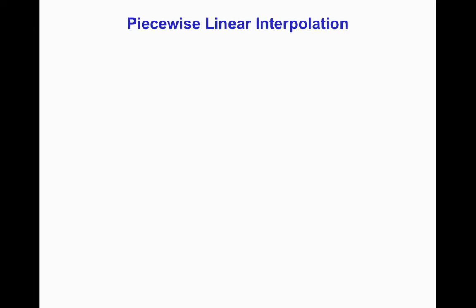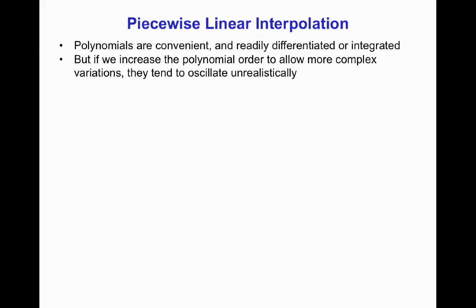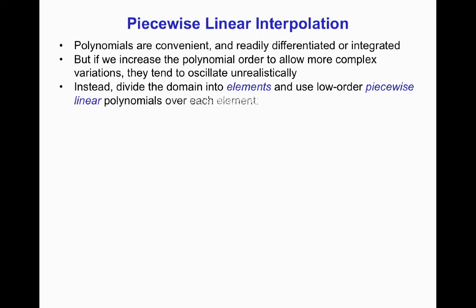So the next question is, how do we perform this interpolation? Polynomials are particularly convenient because they're readily differentiated and integrated. However, if we increase the polynomial order too much to allow for more complex variations, they tend to oscillate and behave unphysically and unrealistically. So instead, what we do is we divide the domain into elements and use lower order piecewise polynomials over each element. Most of the time, these are linear. They don't have to be.